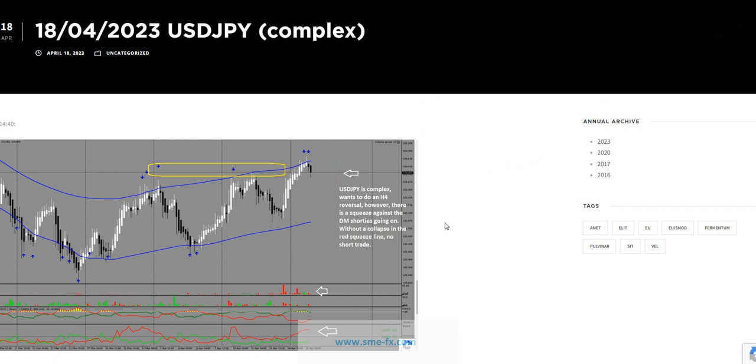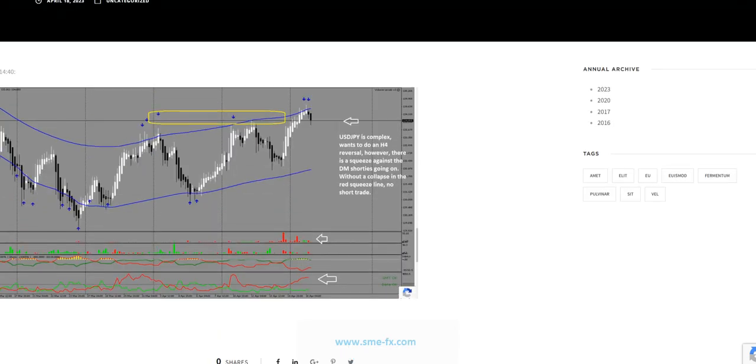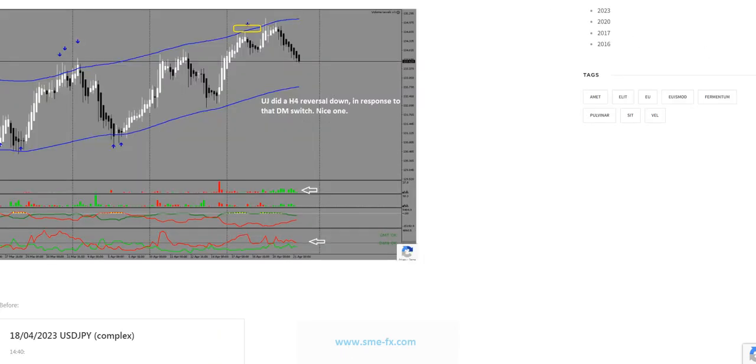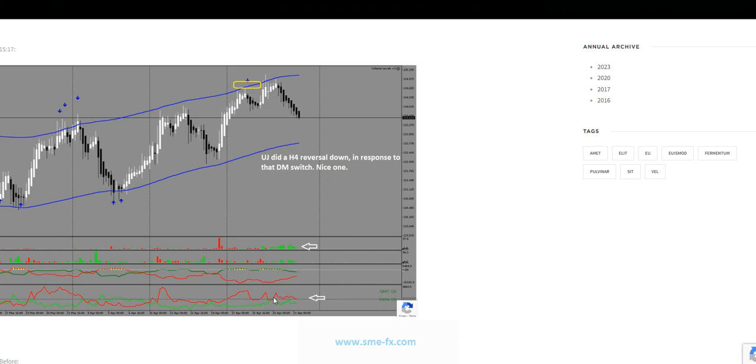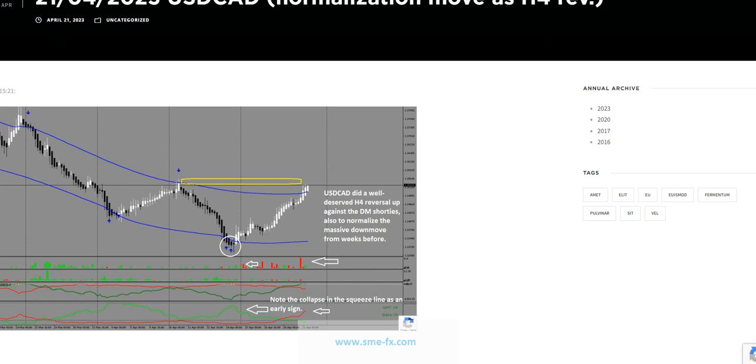All right. So I wrote dollar yen is complex, wants to do a 4-hour reversal. However, there is a squeeze line. There's a squeeze against the dominant shorties going on. Without a collapse in this red squeeze line, no short trade. Okay. You have to be selective. But what happened then is eventually we had the collapse. You see, the squeeze line collapsed. Down money switch, longies came in, and that was a point in time where after the retest, you had a tradable 4-hour reversal move down towards the range. Beautiful move. Yeah. Congrats if you caught it.